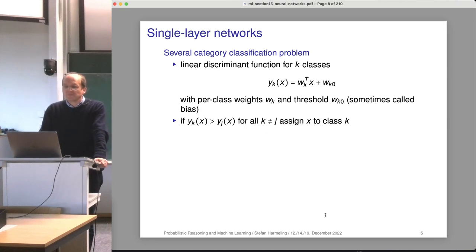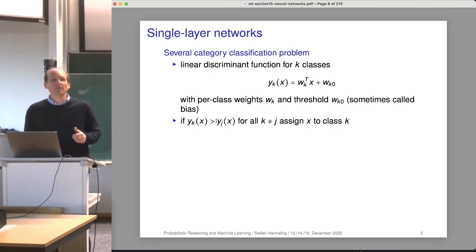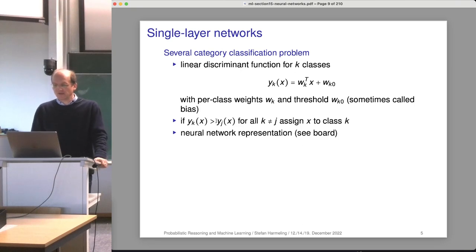We can also generalize this to several categories, so several classes. Let's say we have 10 classes for the MNIST digits. For each of those, we could learn a weight vector. So we could have a discriminant function for each of the classes, and then we say, okay, we assign x to class k if the k-th line generates the largest number. So that's another option to get to a multi-class problem. But this is also a trivial generalization that is well known from statistics.